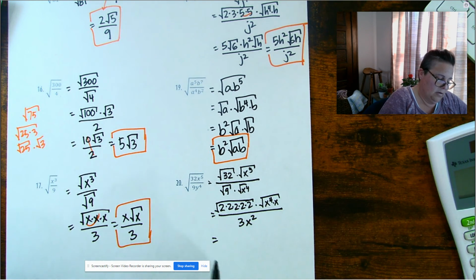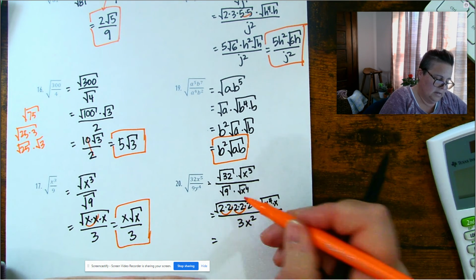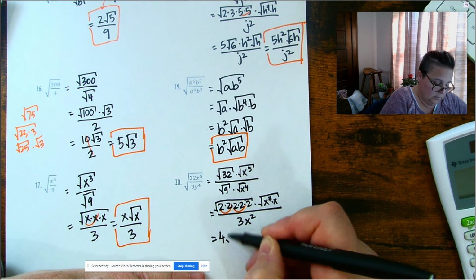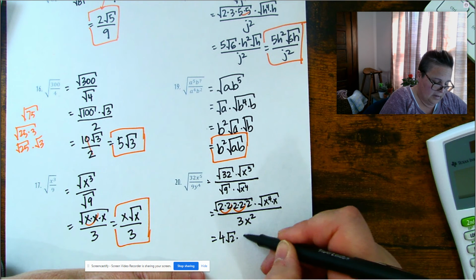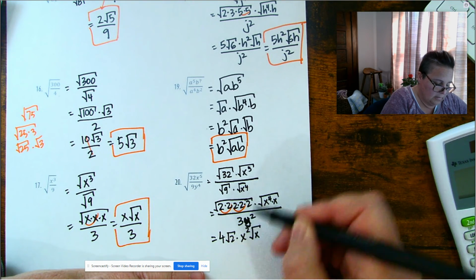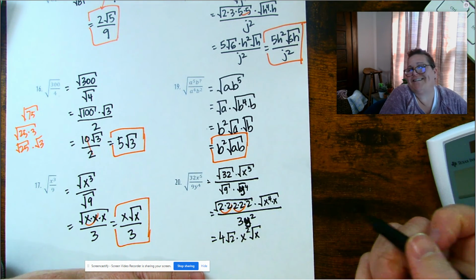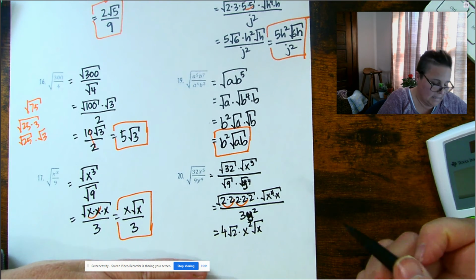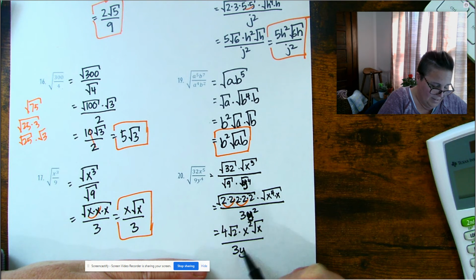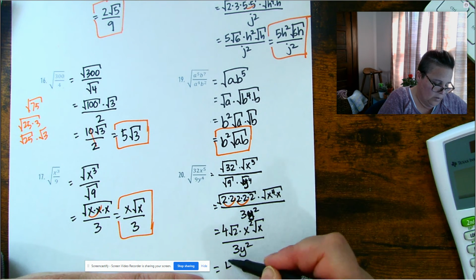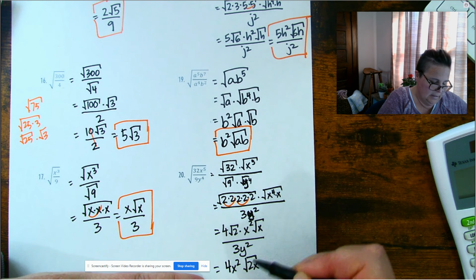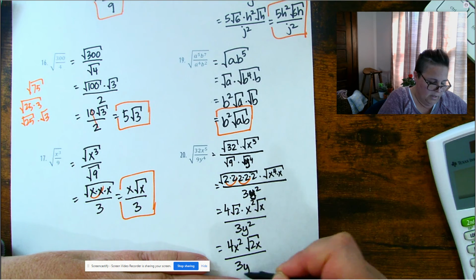So I can pull out a 2 and another 2. So 2 times 2 is 4, square root of 2, times x squared, square root of x. Oh, that should be a y, shouldn't it? How do I change that from an x to a y? I don't know. I just get on a tear sometimes. So that's going to be over 3y squared. So we're going to have a 4x squared times the square root of 2x over 3y squared.